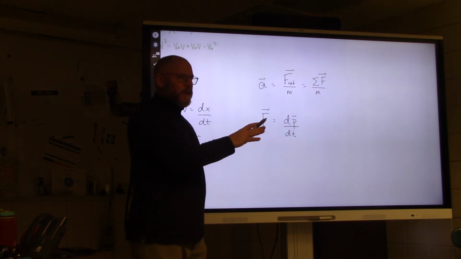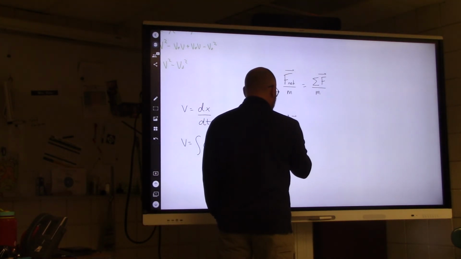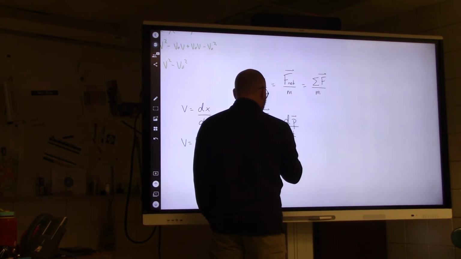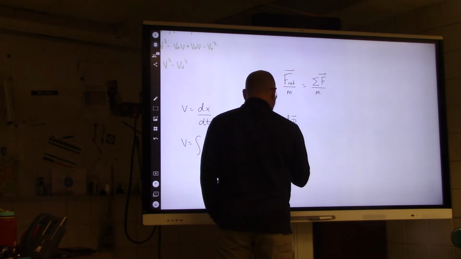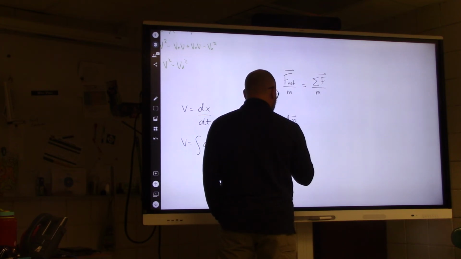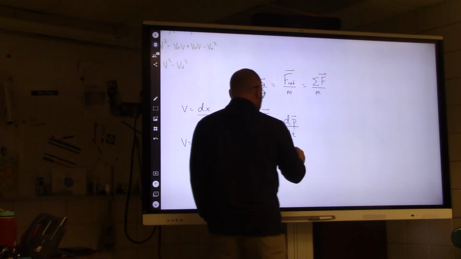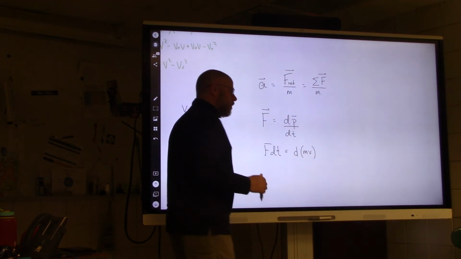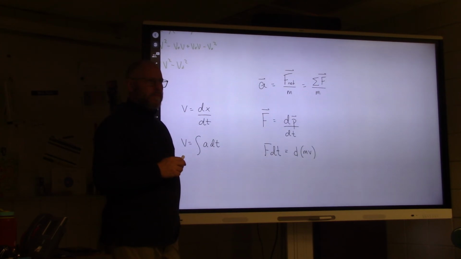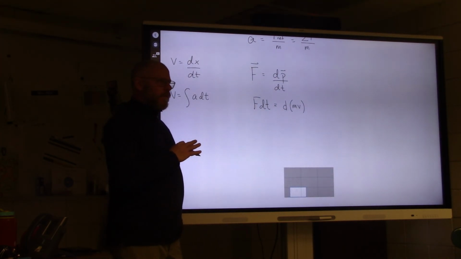If you're paying close attention, you would see that this is interesting, because this says the force times the time, I hate when it does the curly T like that, the force times the time is equal to the change in the momentum. But this is the change of the mv product. You see what I'm saying here?